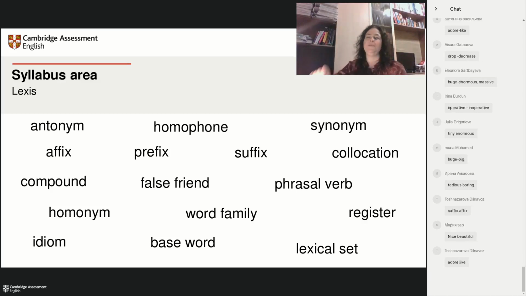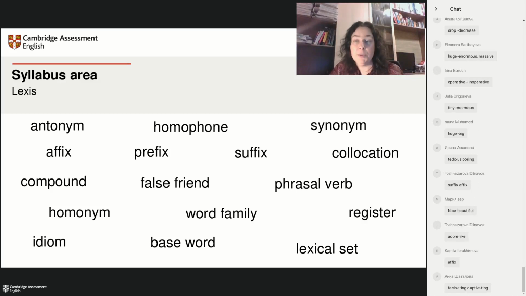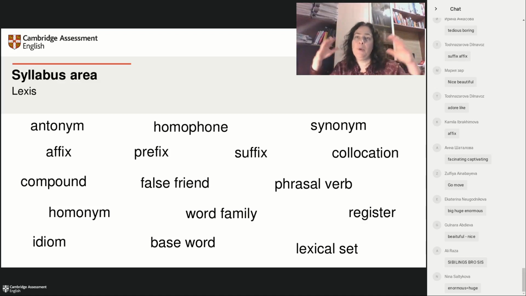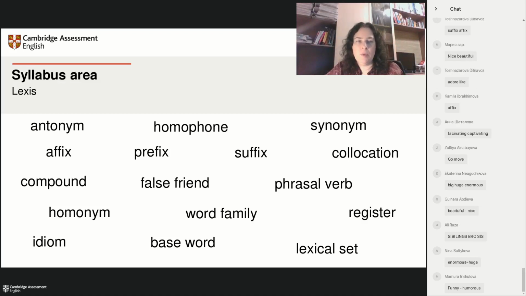Yeah, okay. Suffix, affix. Oh, interesting. Actually, affix is a wider term. Affix or affixation is about using both suffixes and prefixes. So to a certain extent, it is a kind of umbrella term. And we can refer to that. Yeah, great. Okay, thank you.